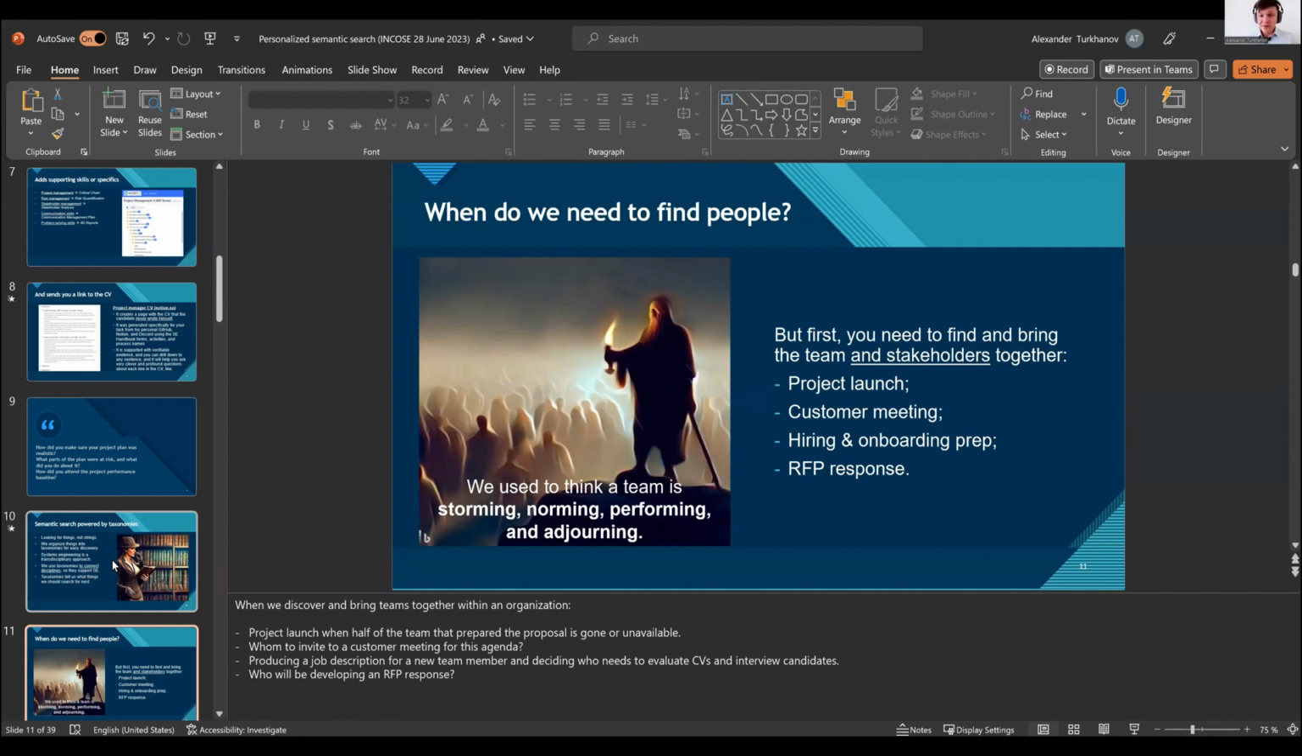Or my favorite case: we get an RFP request, and we need to prepare a response or project proposal. How can we participate in this particular competitive bidding? Whom do we run to? Because we usually have a very tight schedule to get those, 2 weeks at most. And yeah, you should find all the people in 2 days. And this is a very complicated task.